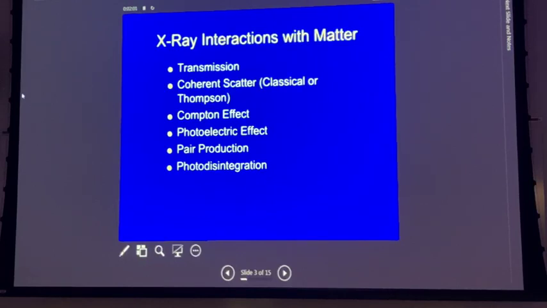Transmission would be where an X-ray photon goes all the way through the patient and doesn't touch anything, so it's not scattered, it's not absorbed, and it doesn't lose any energy. It doesn't contribute to the patient dose or anything, it just goes straight to the image receptor. So the rest of those are your actual interactions.